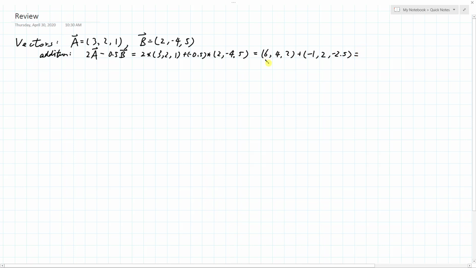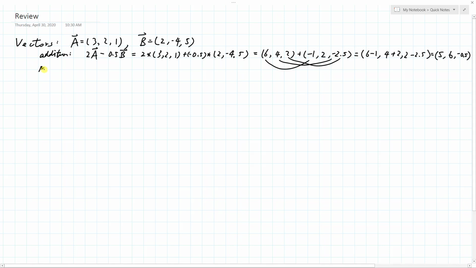And then you can add these together, right? Add them together and add them together. So the final result is 6 minus 1, 4 plus 2, 2 minus 2.5. So you have a 5, 6, minus 0.5. Okay, so that's addition. And we also have magnitudes.